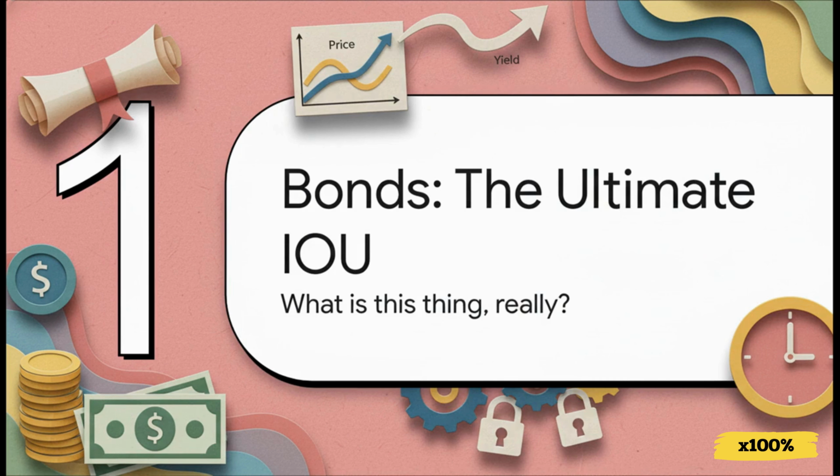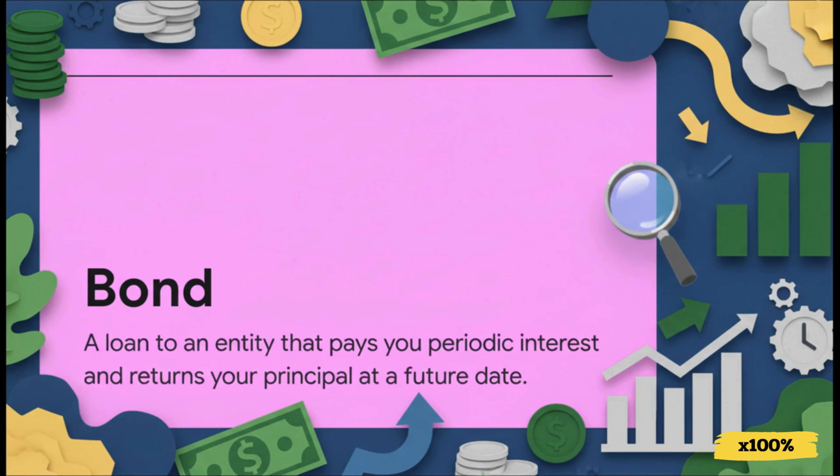Before we can even begin to talk about yields and risk and all that, we have to be totally clear on what a bond actually is. At its absolute core, a bond is just a fancy IOU. It's really that simple. You are the lender, and some big organization like the US government or a huge company like Apple is the borrower. See, they need cash to build things or fund operations, so they issue these IOUs.